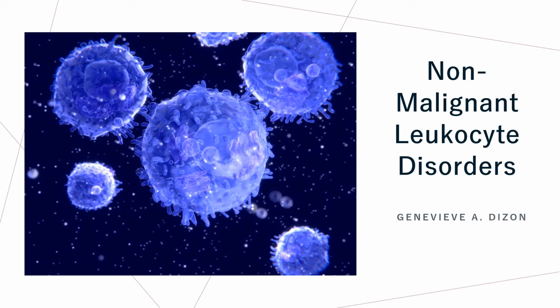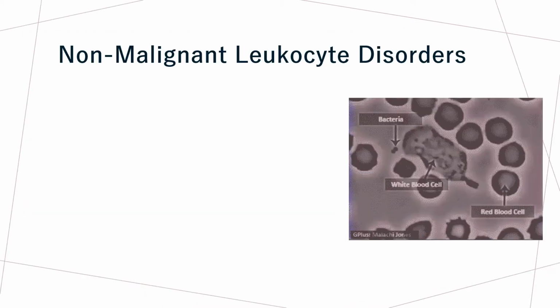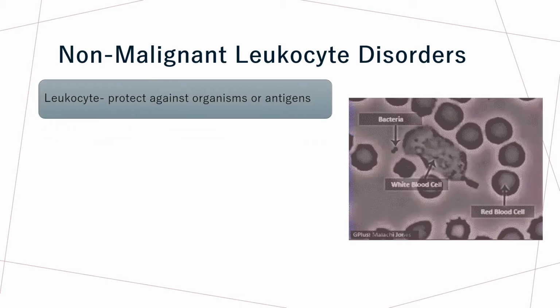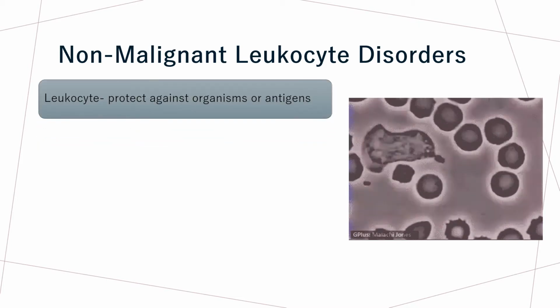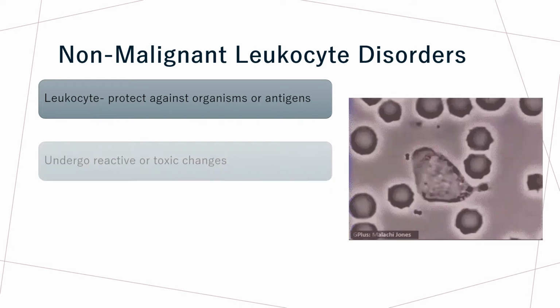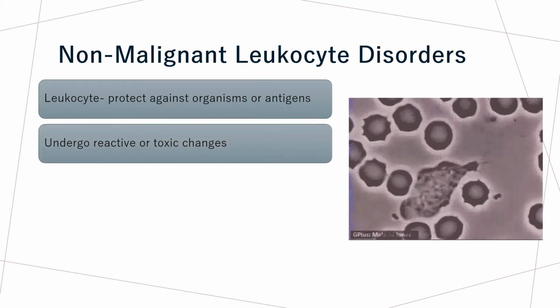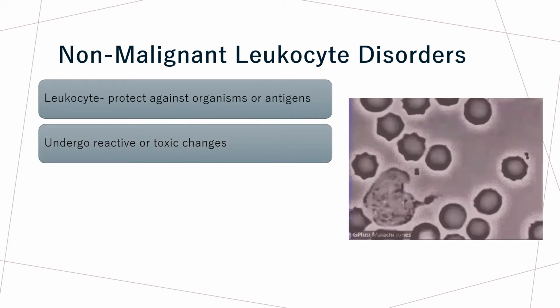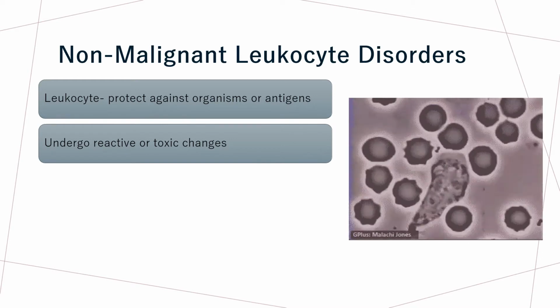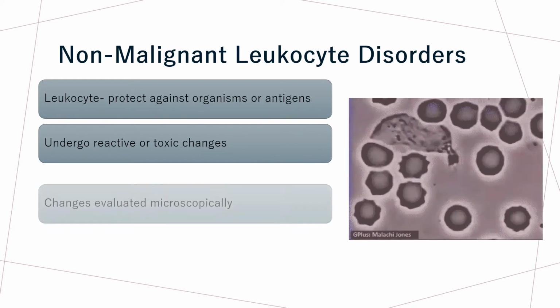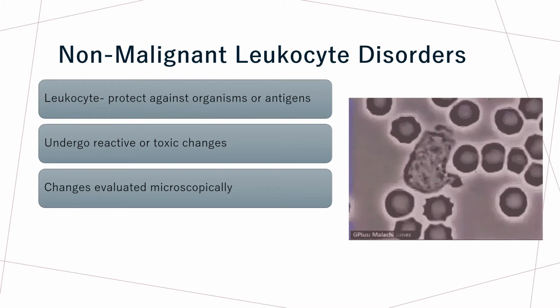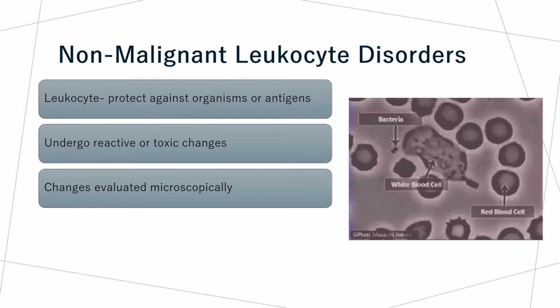Hello everyone. This video will talk about the different non-malignant disorders of leukocytes. The leukocytes, or white blood cells, function to protect the body against invasion by foreign organisms or antigens, and in doing so they undergo visible changes, and these changes may either be a reactive change or a toxic change, and these types of changes can be evaluated microscopically in the clinical laboratory.